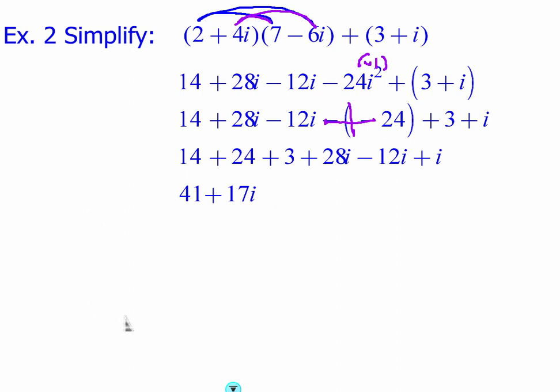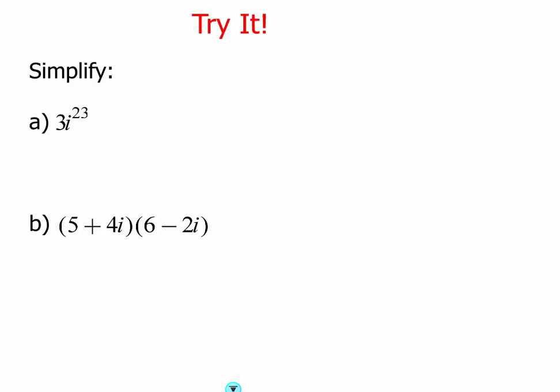So hopefully from watching this video you understand what complex and imaginary numbers are, how to simplify them, and how to add, subtract, and multiply complex numbers. So I'm going to leave you with this try it problem. You need to simplify 3i to the 23rd power and 5 plus 4i times 6 minus 2i.